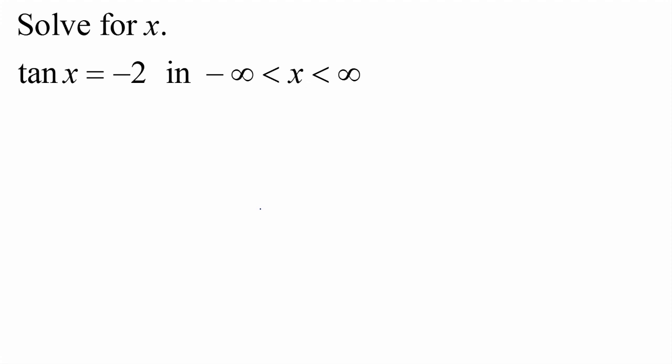We also need to remember that the period for the tangent function is pi. So there's an infinite number of solutions, and we can write them such that x is equal to -1.107 plus pi times k, where k is really any integer. So we could have k is equal to 0, plus or minus 1, plus or minus 2, etc.